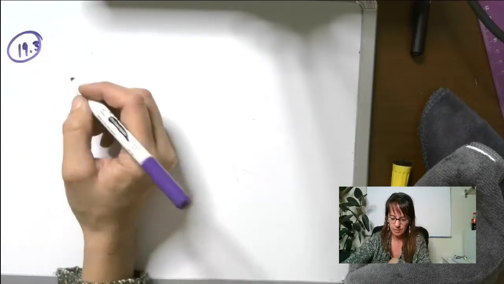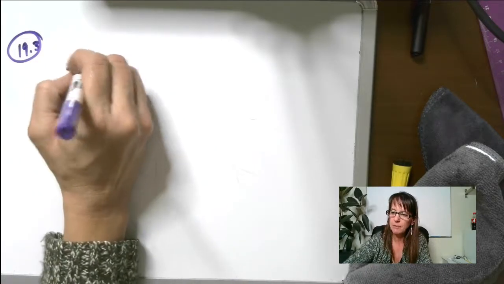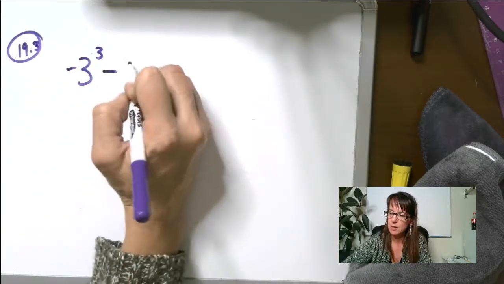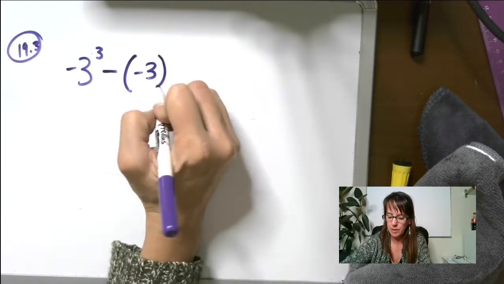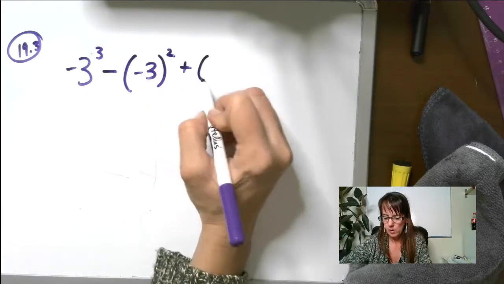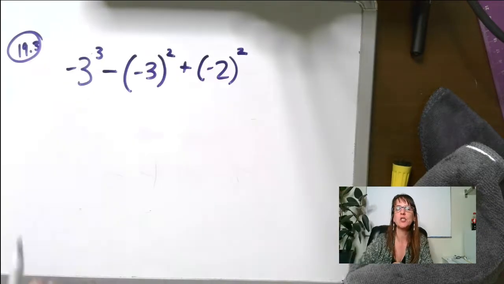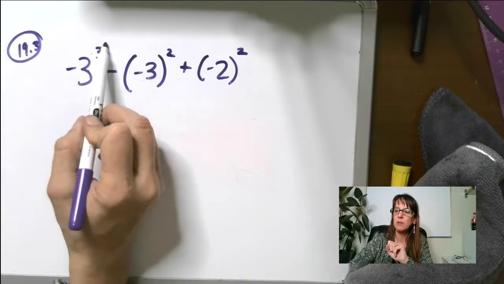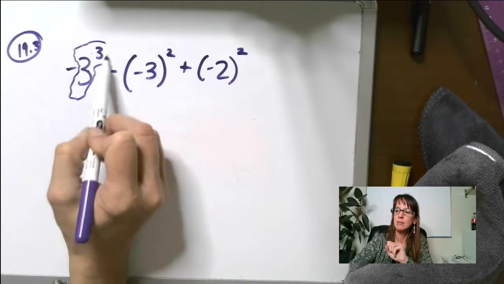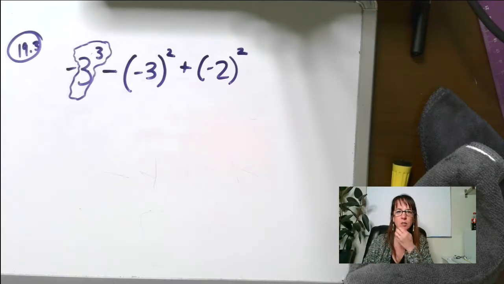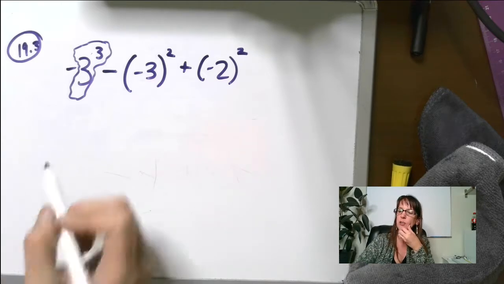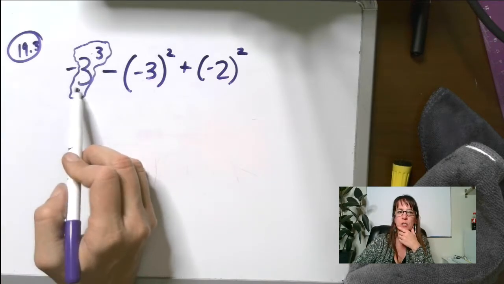19.3. All right, we've got negative 3 cubed minus negative quantity negative 3 squared plus quantity negative 2 squared. So negative 3, there's no parentheses here. Go back and look at your notes, right? We have to do this part first. Make it all squiggly so that it doesn't look like parentheses. 3 to the 3rd we know is 27, so all this equals 27.